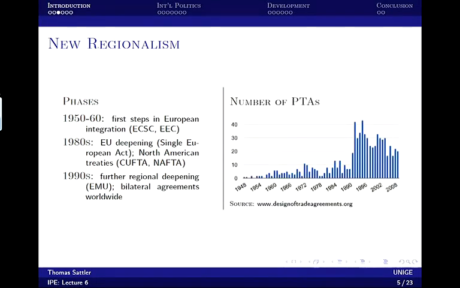So this is how it looks. This is simply the number of preferential trade agreements that were signed in a particular year. And you see some little spikes here. In the 1960s, that's mostly the European Union. And then again in the 1980s, you saw a lot of agreements. That's again the deepening of the European Union and the North American treaties.